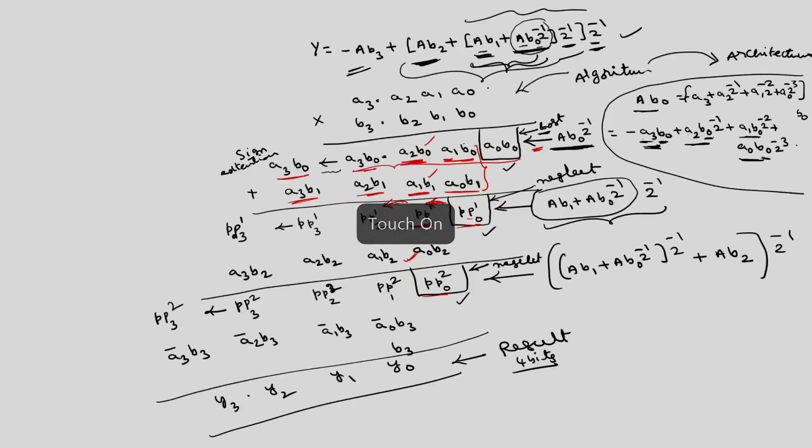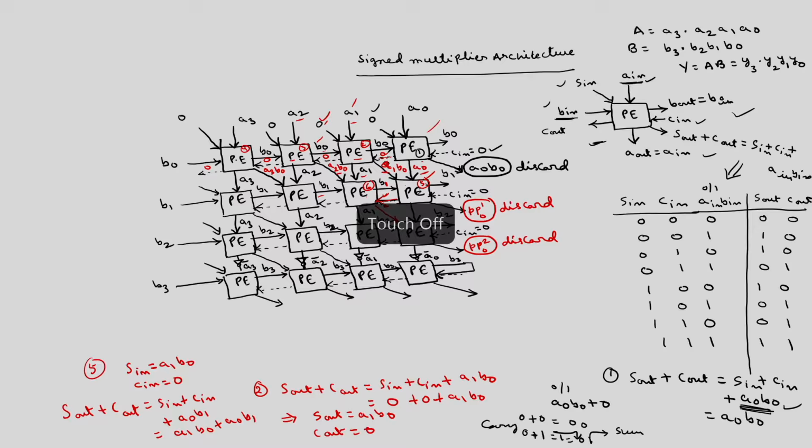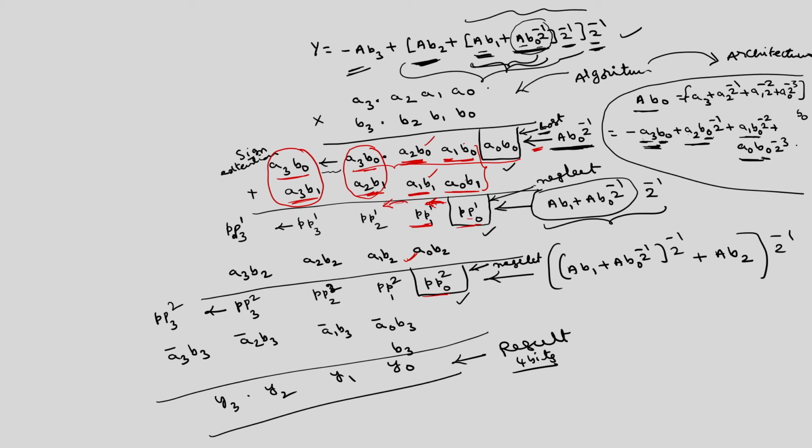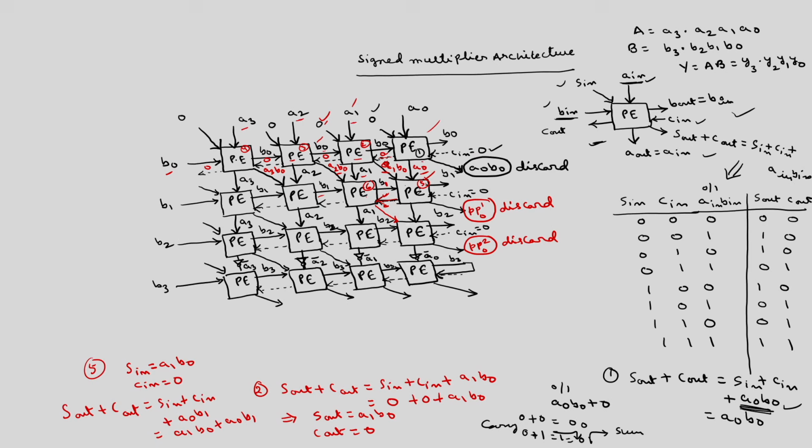So, at the last stage, here you see A3 B0 has to be added with A2 B1, and A3 B0 has to be added with A3 B1 also. Okay, A3 B0 has to be added with A3 B1, A2 B1. A2 B1 is this one, we have to add here.